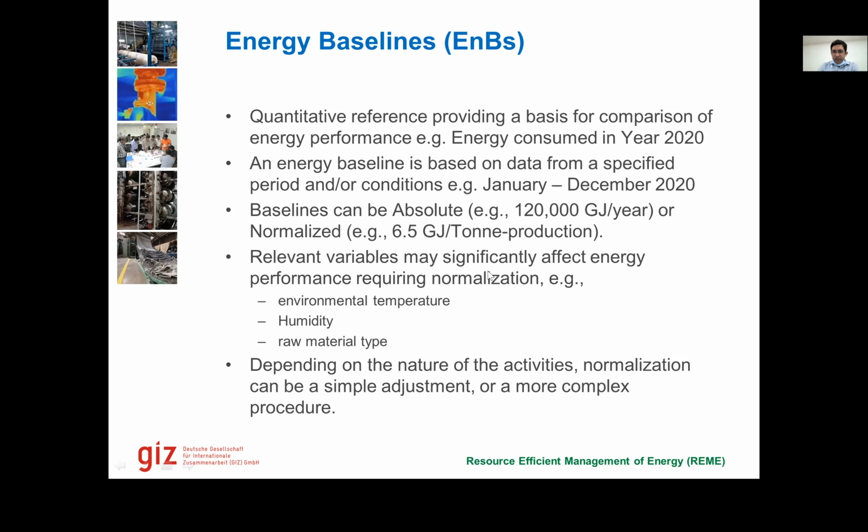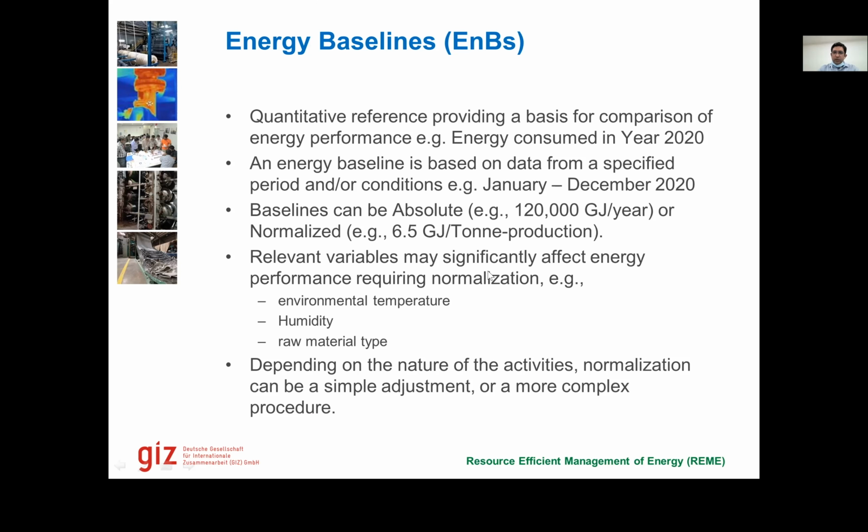The relevant variables we need to identify. Which are the variables that significantly impact or affect our energy performance? For example, if the environmental temperature is very low, the heating processes would consume more energy. If the environmental temperature is high, the cooling processes would consume more energy. Similarly, if we have high humidity, we need more energy in the cooling processes as well.